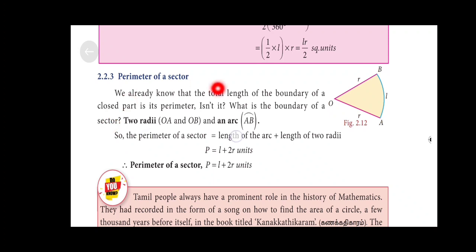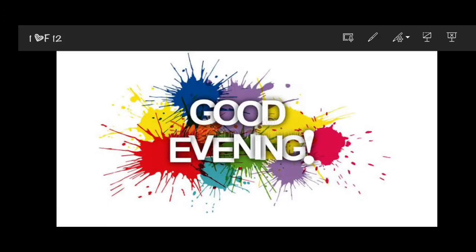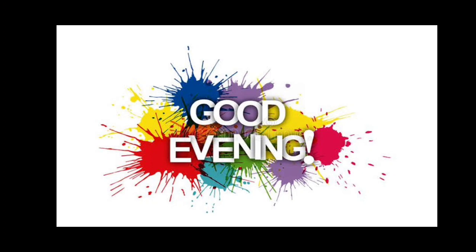Understand? So these three formulas, the area of a sector, the length of the arc, and the perimeter of a sector, are very important to solve this exercise. So go through all the formulas and how they are derived. Watch the video carefully. In the next video, tomorrow's video, we will solve the exercise sums. Before that, you have to know the formulas thoroughly.